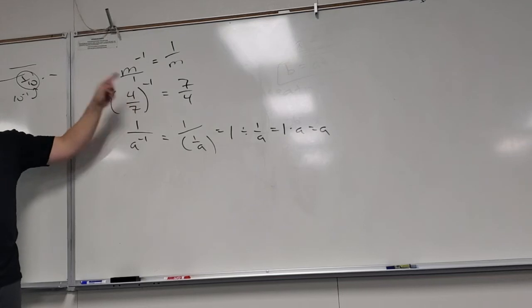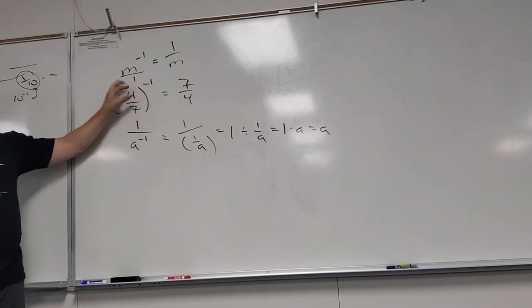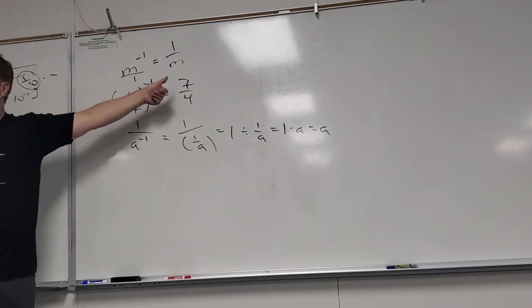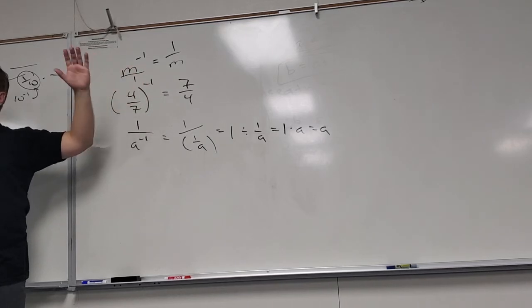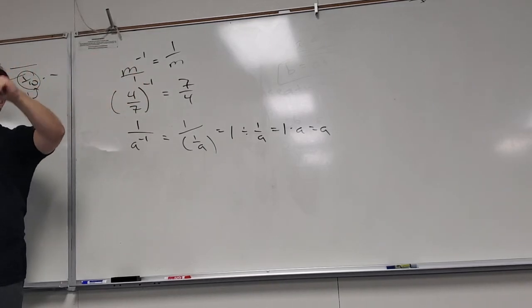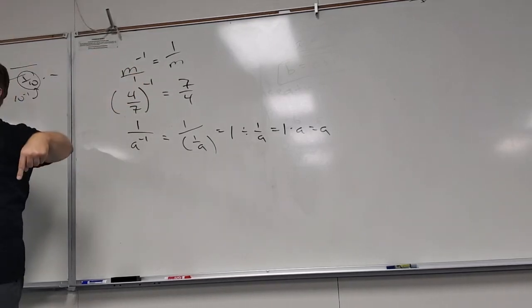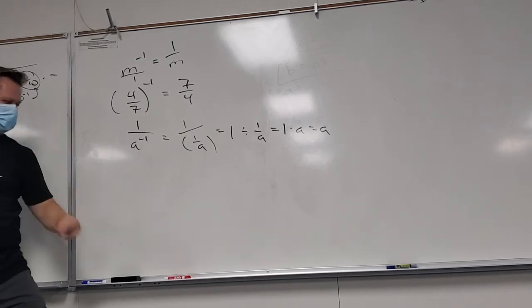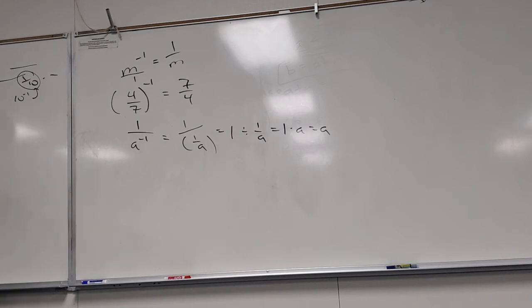7 also wants to go up. What's flipping? Both of these are flipping. Bam, right? That's all a negative power means is flip. If it's on the bottom, it goes up. If it's on the top, it goes down. Yes? Okay, maybe. So what about this?